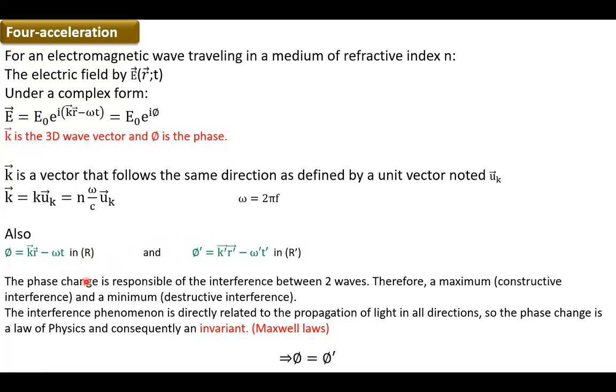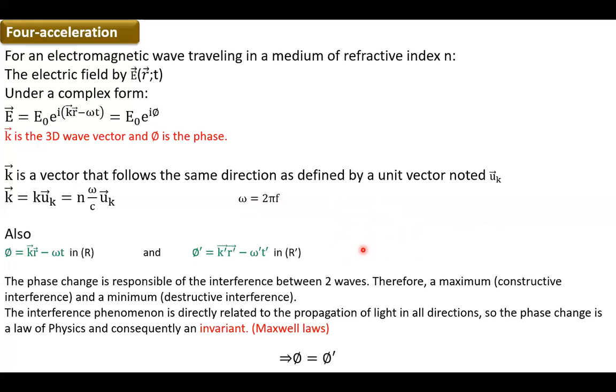The phase change is responsible for any interference between the two waves. So when two waves are interfering, you will have a maximum, which is the constructive interference, and you have a minimum, which is the destructive interference. So when you have two waves that are interfering, you get a bright zone next to a dark zone, bright zone, dark zone, etc. You have a constructive interference next to a destructive interference.